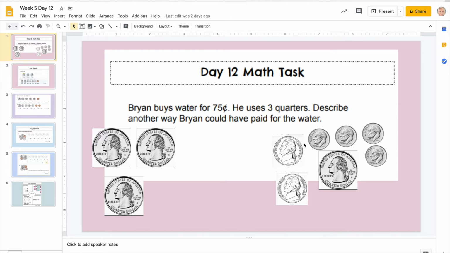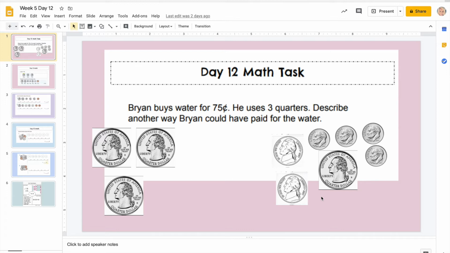It's asking us to describe another way. Well, with money, it doesn't necessarily have to be quarters or exact amounts. You can use any denomination of coins. So over here, you can see I just showed another way to show 75 cents. So we did 25, 35, 45, 55, 65, and then we're going to be counting by 5s, 70, 75. So this would be another way for Brian to show how he paid for the water.